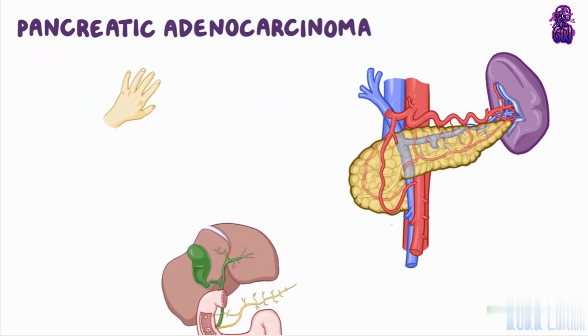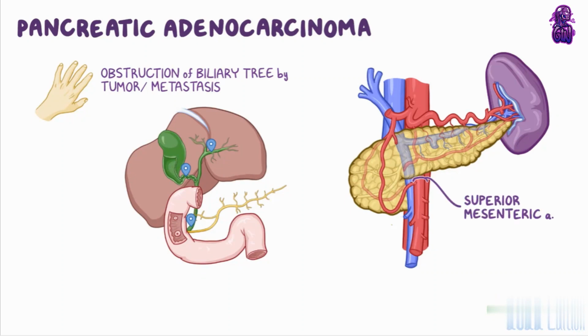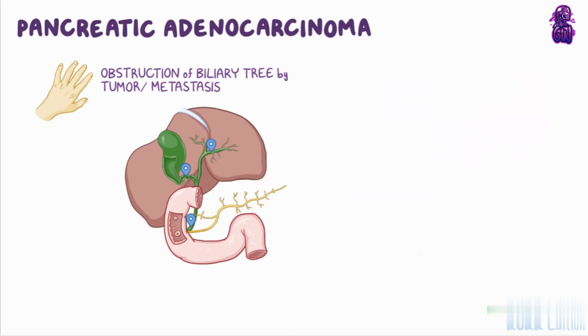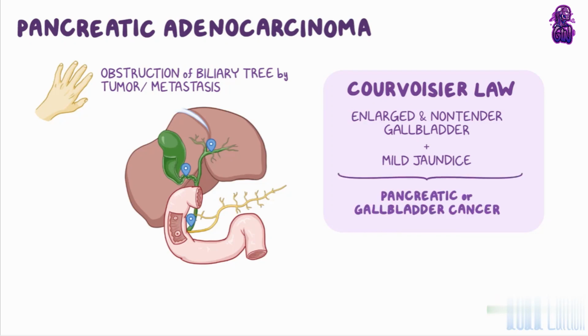Jaundice may happen as a result of obstruction of the nearby biliary tree by the tumor or by metastasis. Pancreatic cancer can also invade major arteries, like the superior mesenteric artery, which is posterior to the neck of the pancreas. In patients with suspected biliary obstruction and jaundice, Courvoisier's law states that an enlarged and non-tender gallbladder accompanied by mild jaundice is unlikely to be caused by gallstones and is more likely caused by pancreatic or gallbladder cancer.